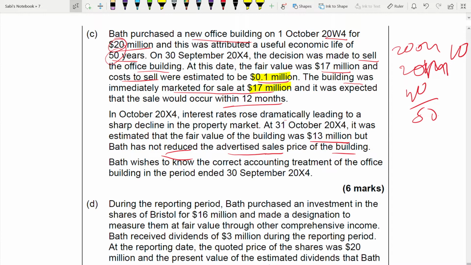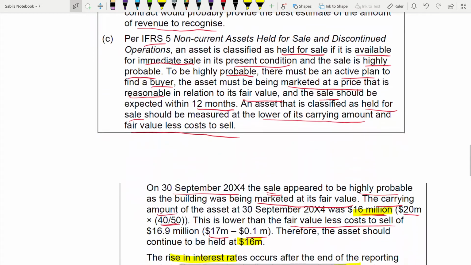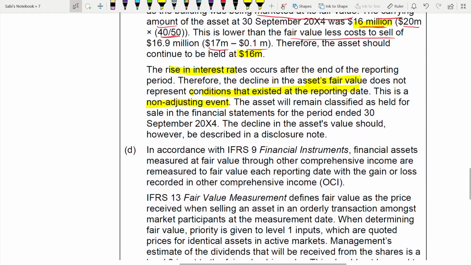So in October 2004 the interest rate rose, but the sale took place on 30th September 2004. You see, this is why, if fair value falls because interest rate increases, it will not be taken into account. It will be a non-adjusting event because the interest rate increase came after the reporting period. So fair value, even though it falls now, will be a non-adjusting event only, because you cannot say that because of the rise in interest rate the asset's fair value fell down. That rise in interest rate happened later, and the asset's fair value fell down before that, at the reporting date. It's happening at two different dates. That's why it's a non-adjusting event.